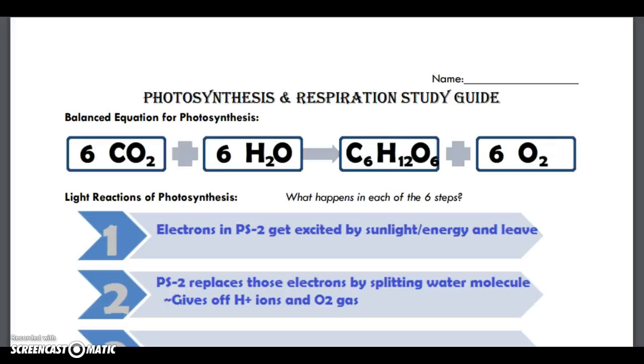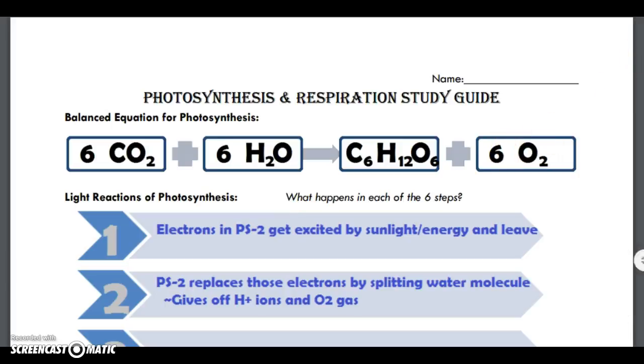So your balanced equation for photosynthesis is 6CO2 plus 6H2O, in the presence of sunlight and chlorophyll, gives C6H12O6 plus 6O2. So you're putting carbon dioxide and water in and you are getting sugar and oxygen out. So that all starts with the light reactions of photosynthesis, and there are 6 steps.